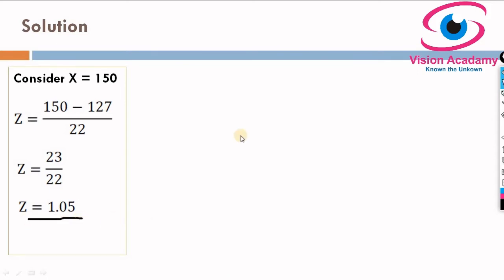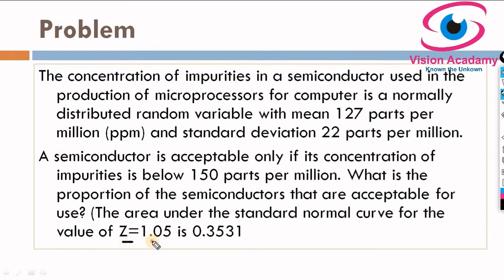We can look back to the problem. Here they have given Z equal to 1.05 is 0.3531. Directly they have given the area under the standard normal curve, so that you are not in a position of confusion. And our calculated Z value is also the same, 1.05. For this, our area under the standard normal curve is 0.3531. Let us see the table also.